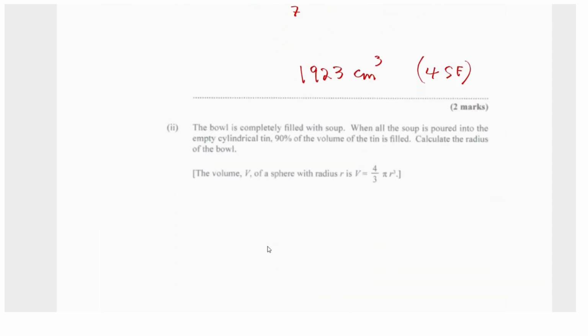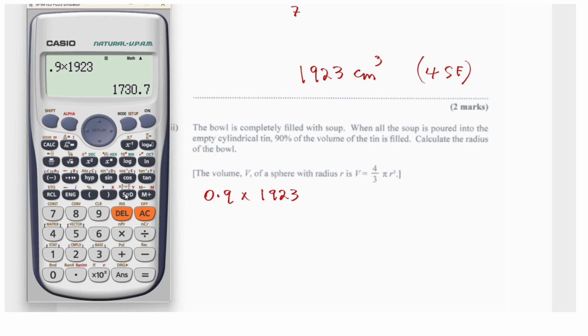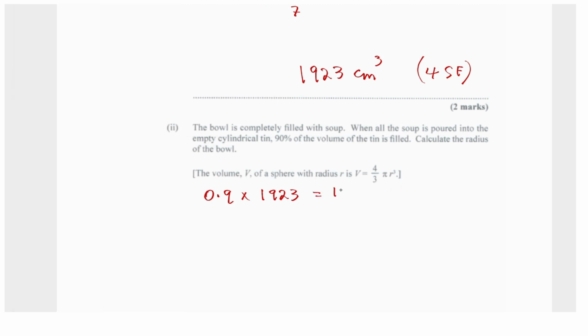Okay, so 90%. We need to find 90% of this volume to work out how much soup is in the bowl. So we're going to have 90%, which is 0.9, times 1923. So let's work that out and see what we get. And what we get there is 1730.7 centimeters cubed. So this is the volume of the soup in the bowl.